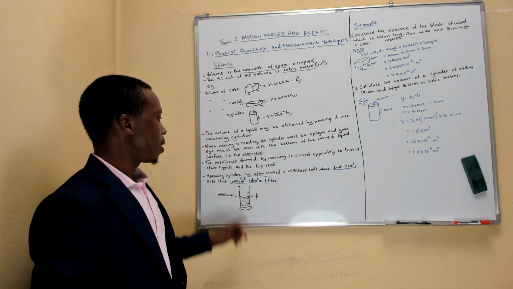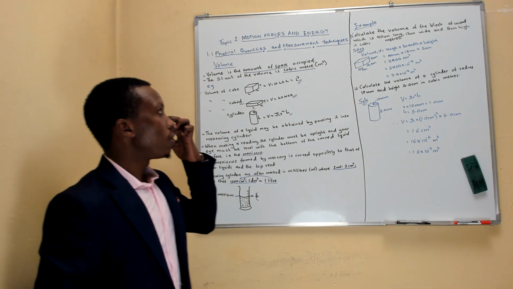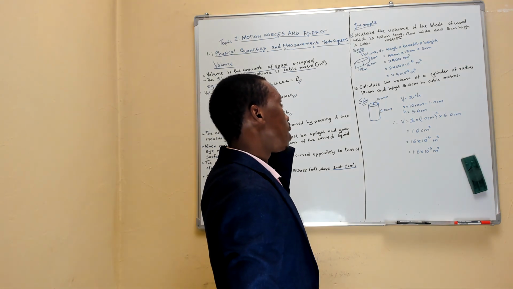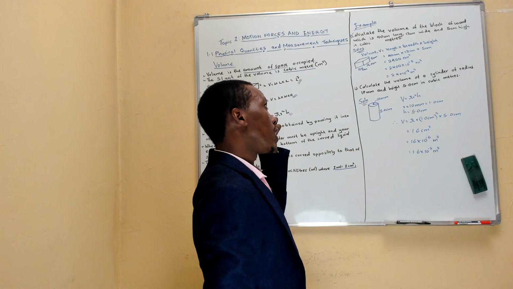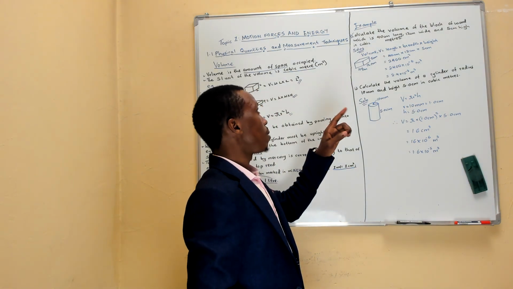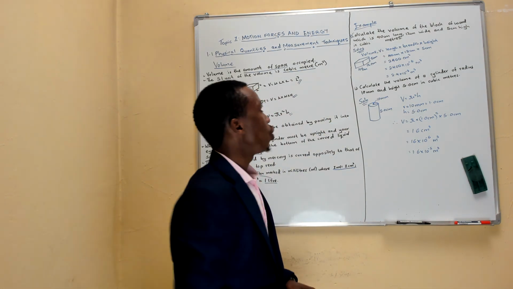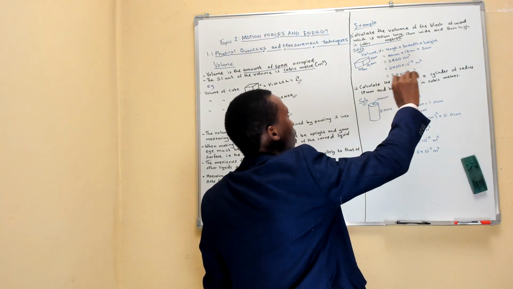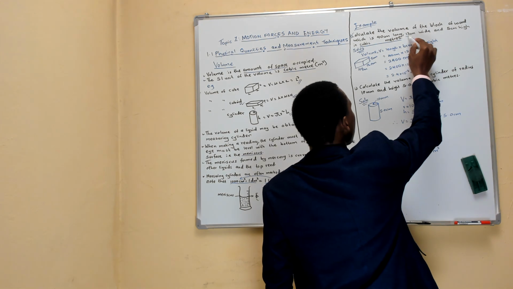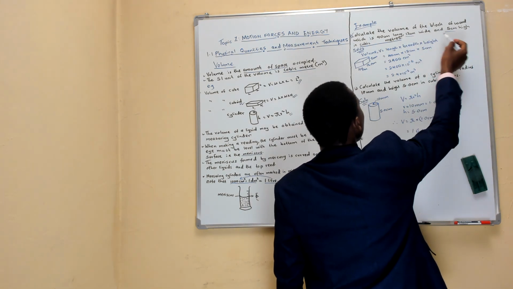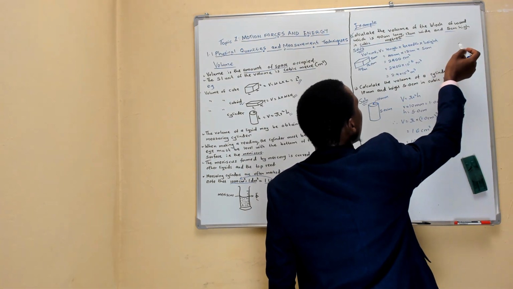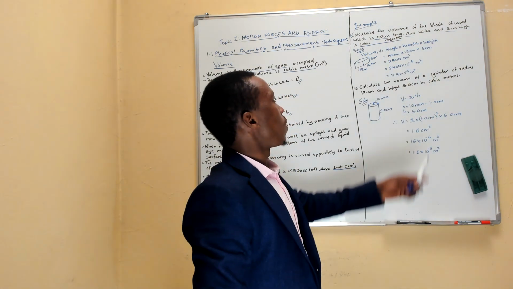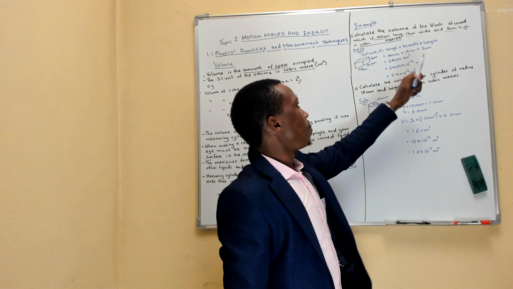Now, for example, calculate the volume of the block of wood which is 40 centimeters long, 20 centimeters wide, and 50 centimeters high in cubic meters. So the key point here, you need to know about the measurements, then you need to convert your final answer to cubic meters.